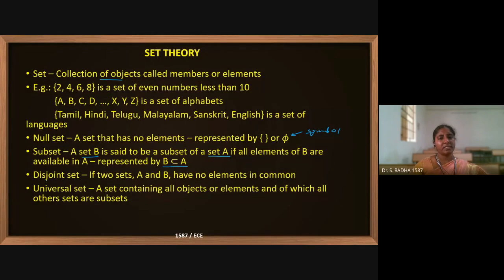Now disjoint sets means they do not have any common elements, no elements in common. Two sets are there, set A and set B, but their elements are different. Then those two sets are called disjoint sets.